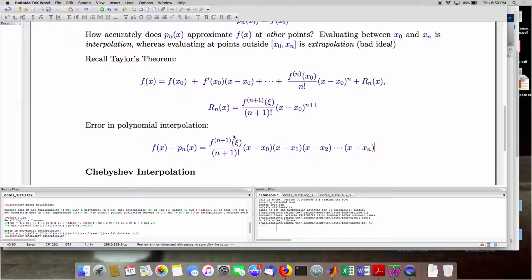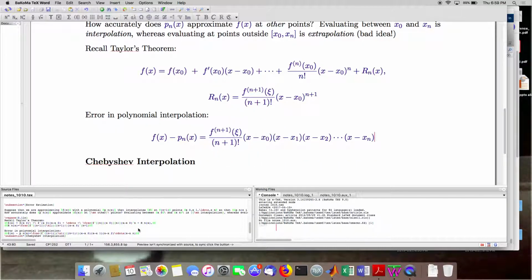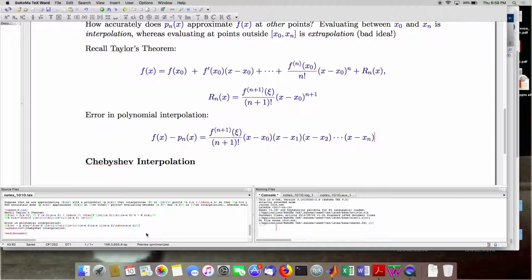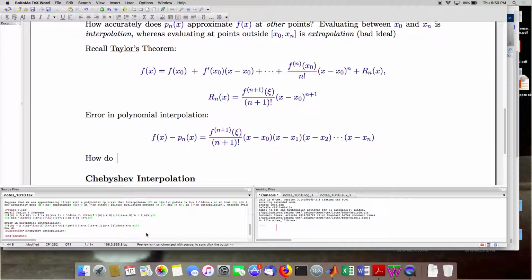So there you have it. This is the error formula for polynomial interpolation. Now, this will be useful info for a test. How do we use this error formula to get an upper bound on the error? Because we're not going to get the error exactly. That's not reasonable to expect, because again, we could just have the exact result.